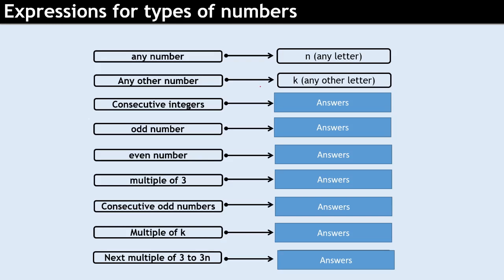Consecutive is a word that means to kind of follow one another. Okay? So if we talk about things that are consecutive, they follow one another or they are next to one another. Okay, so if I'm talking about consecutive integers or two consecutive integers, I'm talking about one number and the next whole number. So that might be n for any number, and then n plus 1 for the next whole number.